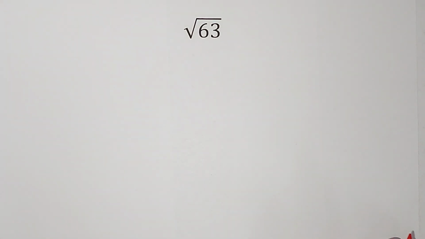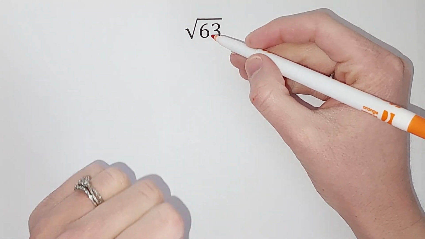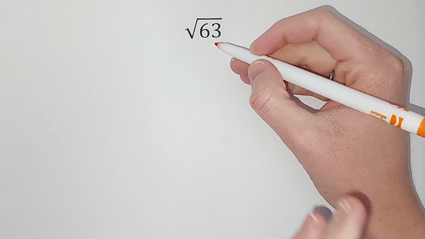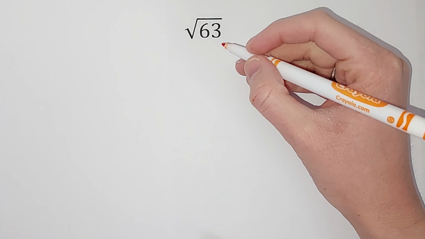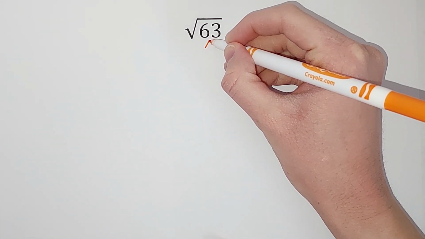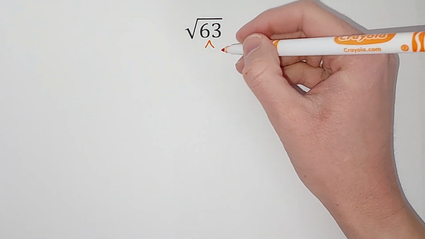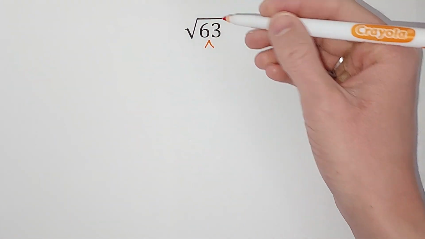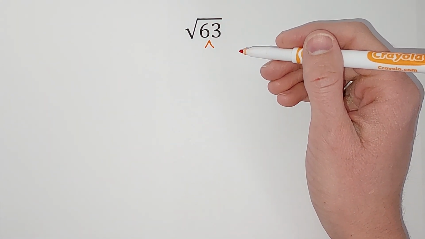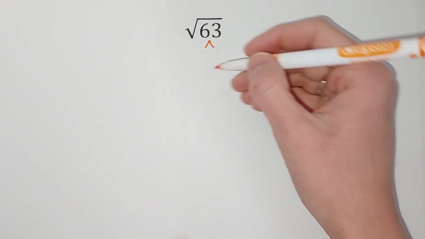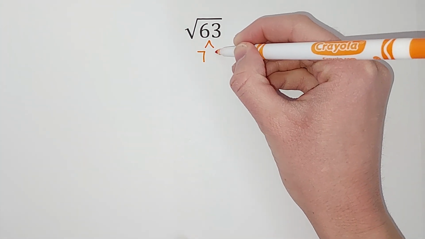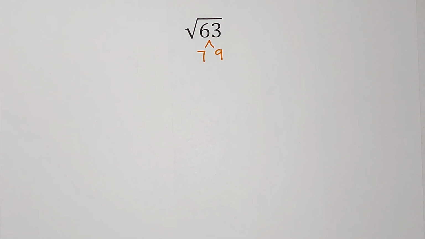So what we're going to do is figure out what numbers multiply to give me this number, okay? This is called prime factorization. And I'm going to do it here. If you need a more in-depth video, I'll link one in the corner. But what we're doing is thinking, what are two numbers that multiply to 63? Okay, I know 7 and 9 multiplied together give me 63.